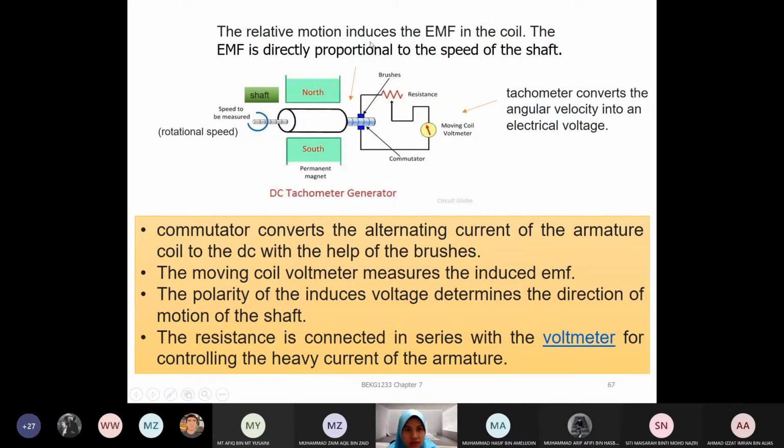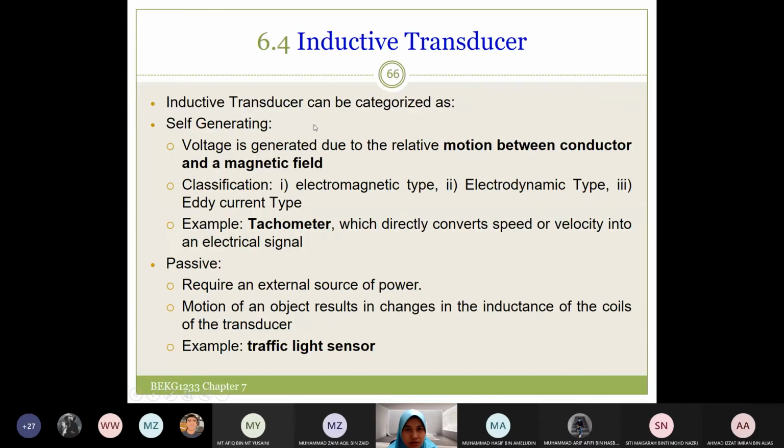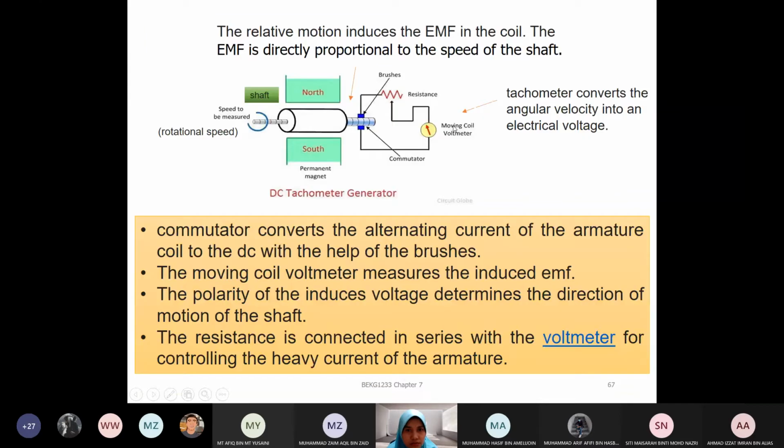So this is speed to be measured. This is shaft. Speed to be measured because tachometer converts speed into electrical signal. Okay, so we have permanent magnet here, north and south. This is brushes, commutator. We have resistance, and this is the meter, moving coil voltmeter.